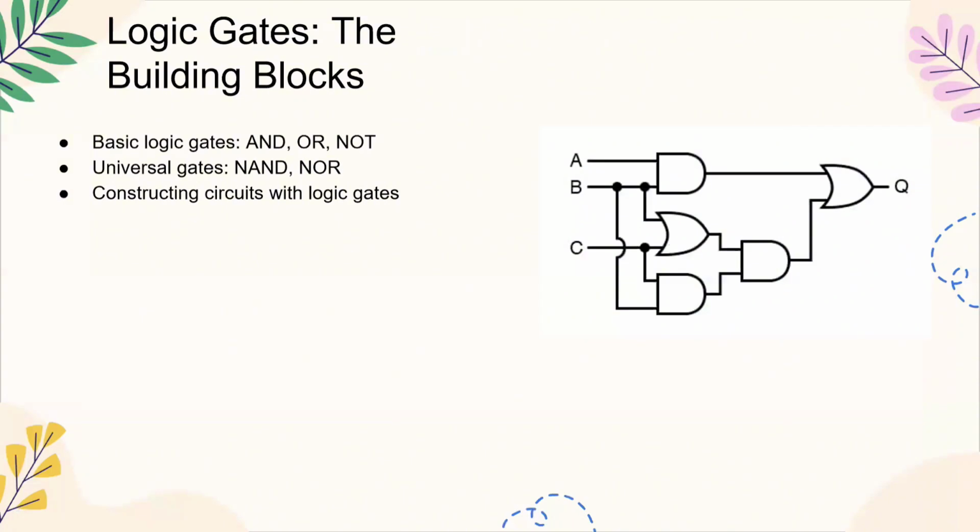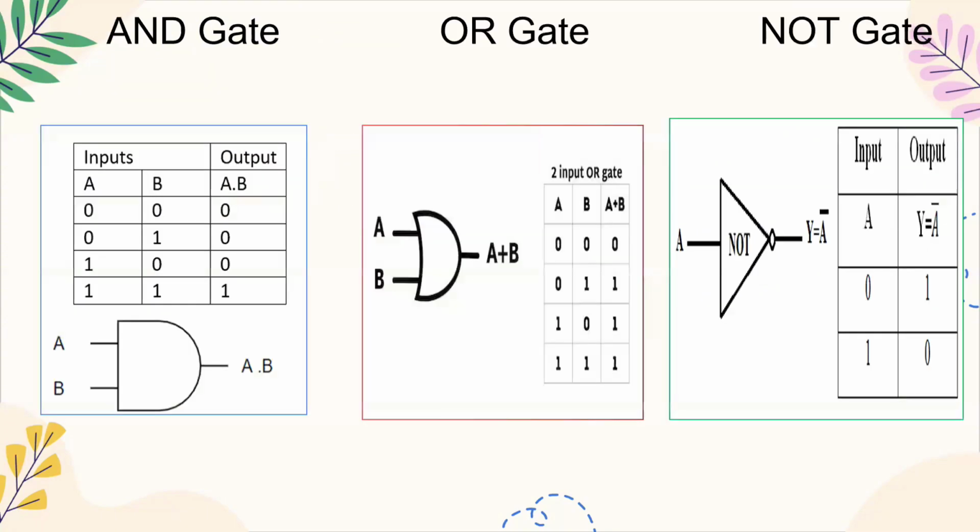Here, logic gates are the basic building blocks of the circuits. The basic logic gates are the AND gate, OR gate, and NOT gate. Then the universal gates are the NAND gate and NOR gate. We can perform any operation or task by using NAND and NOR gates, so they are called universal gates. Next, we are going to see about the basic gates.